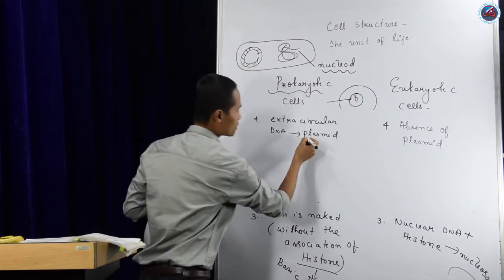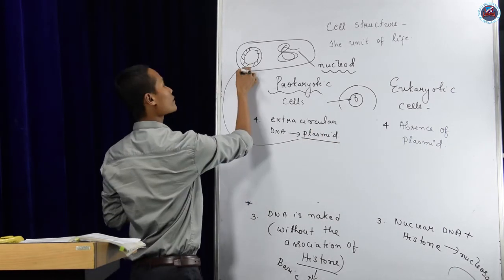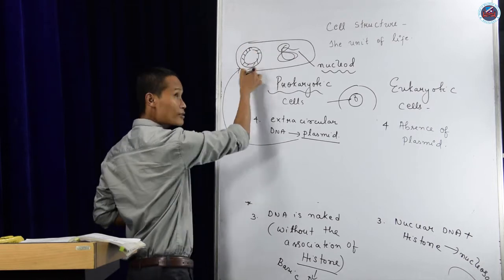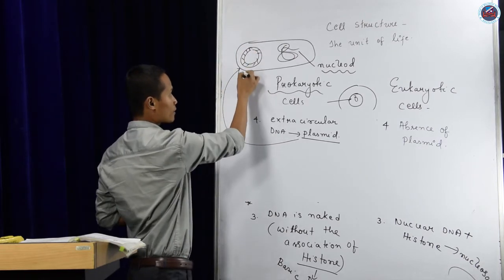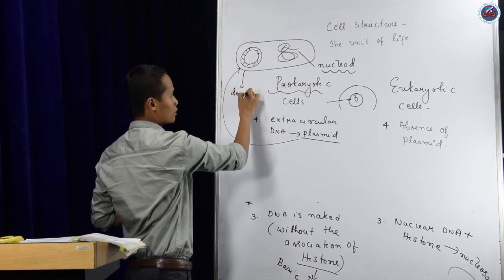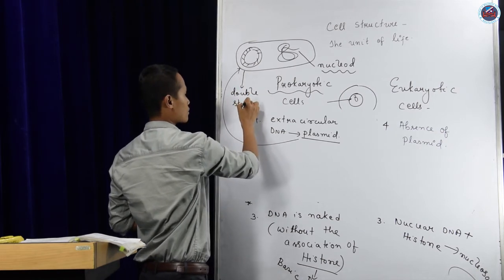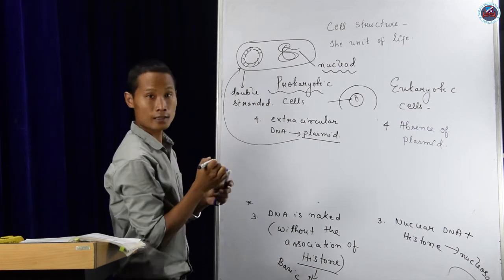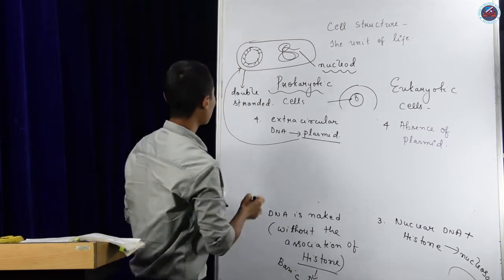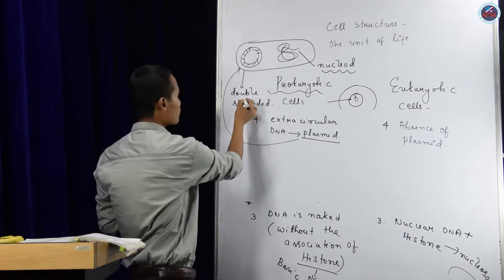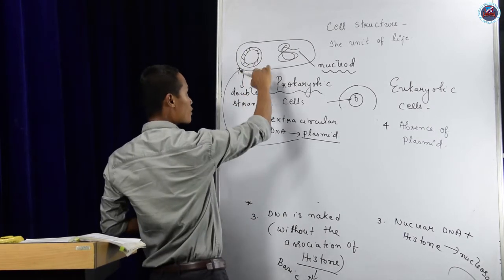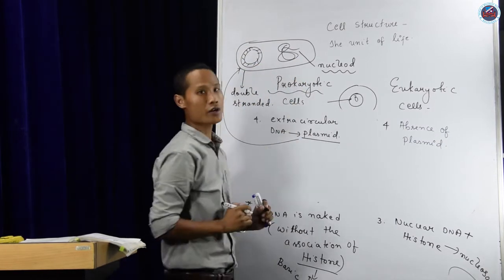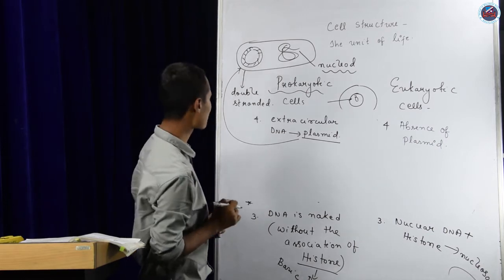Now, what is this plasmid? You can see that I have already made one diagram. It's circular, and it's double-stranded, not single-stranded. This question was asked in competitive examinations also. Plasmid is a double-stranded, circular, extrachromosomal DNA that is found in prokaryotic cells, not in eukaryotes.